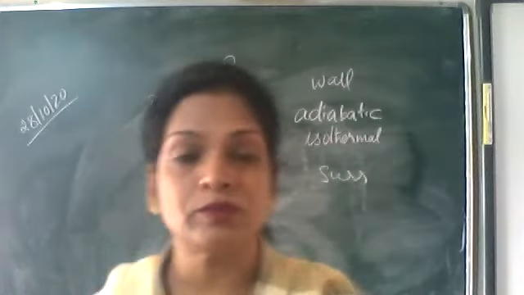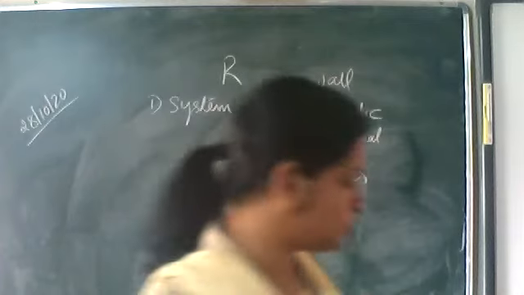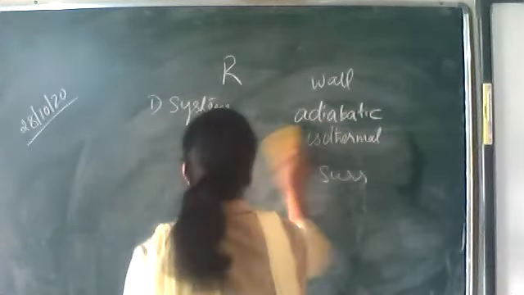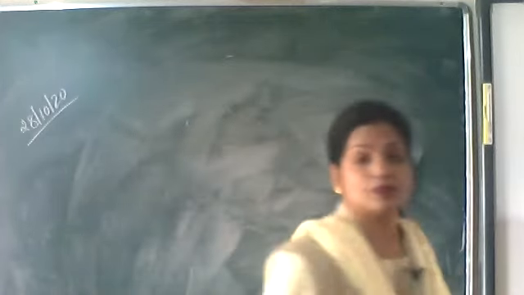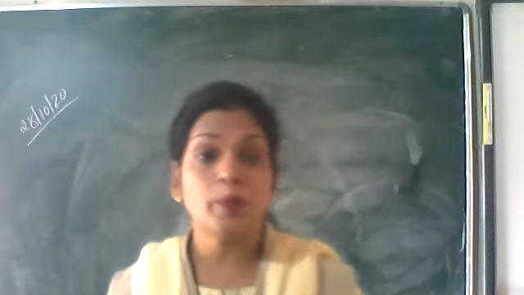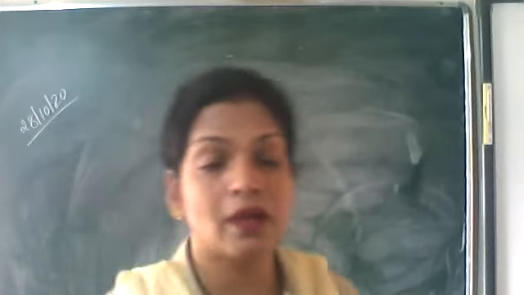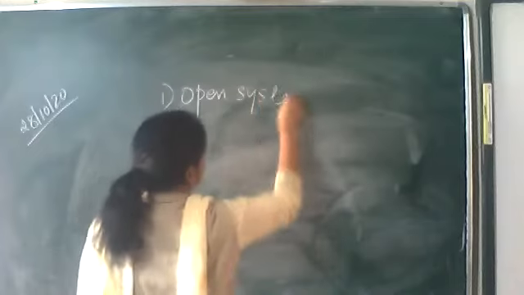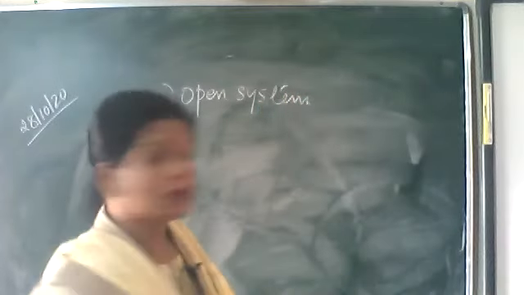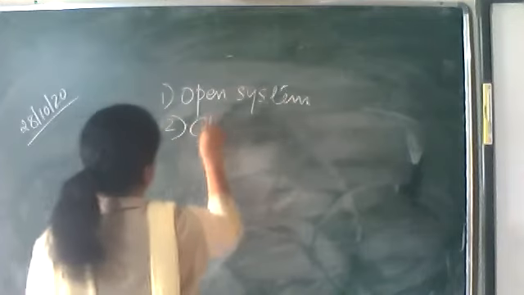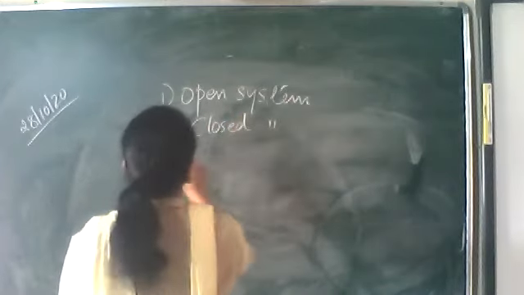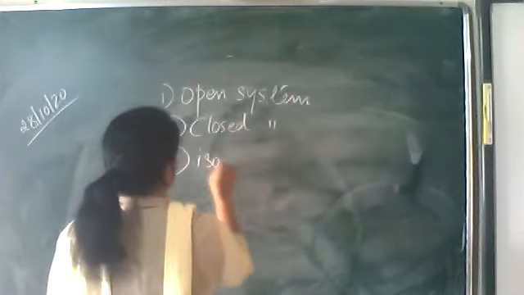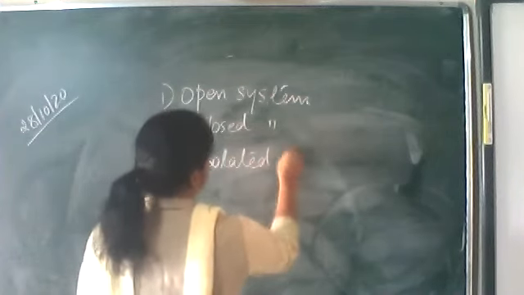Next, types of systems. There are three types of system: open system, closed system, and isolated system.